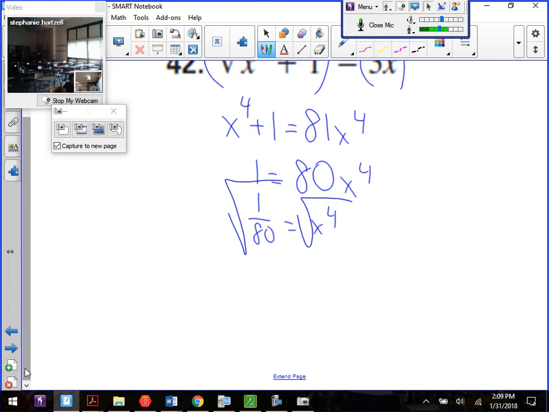So when you get to this part here, you've got the fourth root of a fraction. You can take the fourth root of the numerator and the fourth root of the denominator. What's the fourth root of 1? 1.